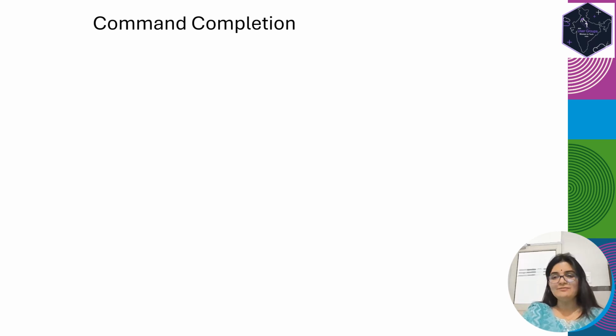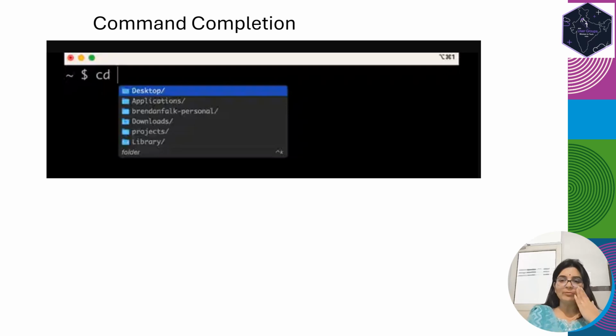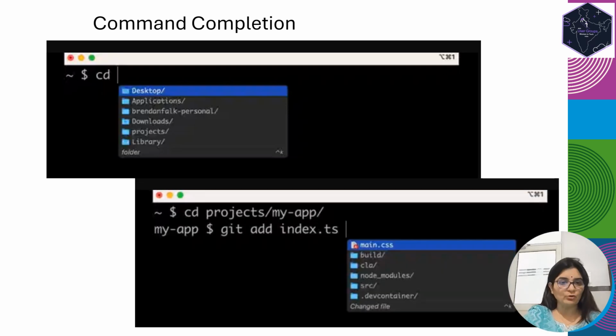Command completion. This feature saved me from typing the wrong flags again and again. As you type, Amazon Q CLI offers suggestions. You can use the arrow key or escape to navigate or to just cancel it. It's just like VS Code IntelliSense, but specifically for your terminal.